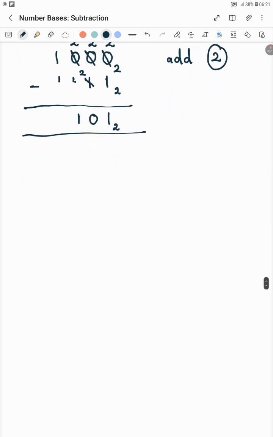Let me just give you one last example. 200 base 3 minus 22 base 3. Here you say 0 minus 2, you have to borrow. And when you borrow, this one becomes 3, and you add 3. 3 minus 2, you get 1.